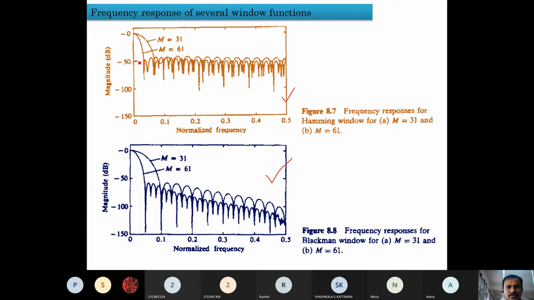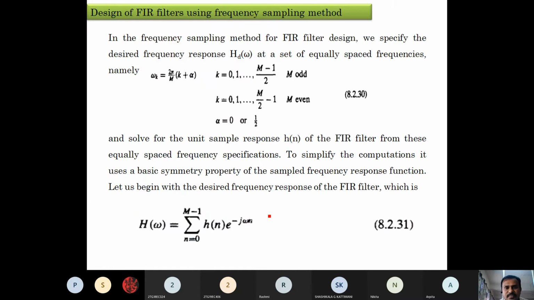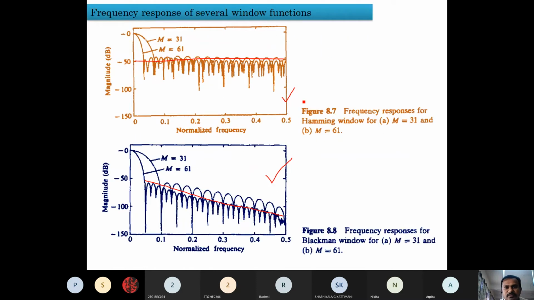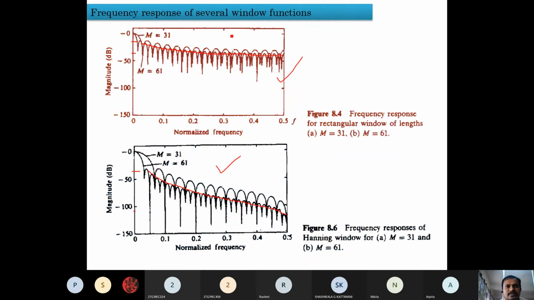What about here? If your desired magnitude is minus 50, yes, it is approximate for any value of m. Similarly here, what about here? Blackman. Once again, there is a huge variation in the amplitudes. Okay. So this is about window functions, the frequency response of several window functions.